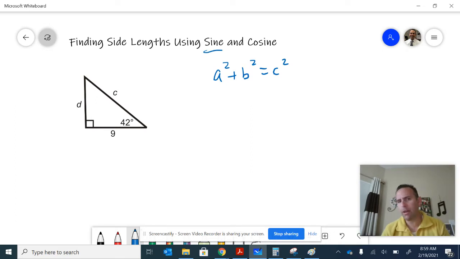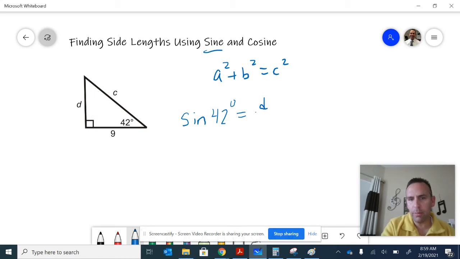Let's first look at the sine ratio. Let's remember that sine of an angle is equal to the opposite side divided by the hypotenuse. I'm going to write this out for the given 42-degree angle. The sine of the 42-degree angle will be equal to the opposite side, and that will be, in this case, the side labeled D divided by the hypotenuse labeled C. Can I solve that? Doesn't look like I can because I have two variables that I don't know. I have one equation with D and C.